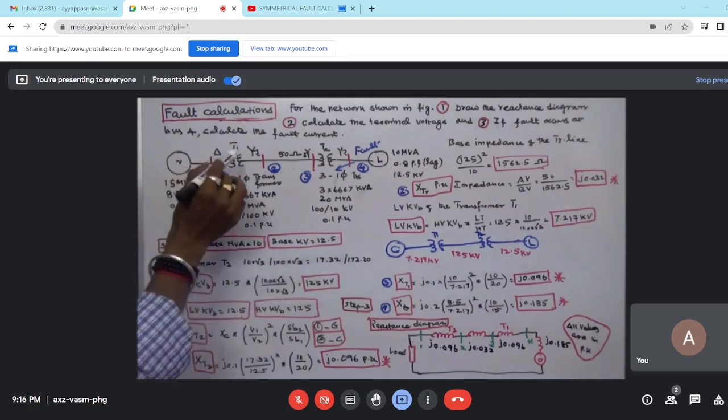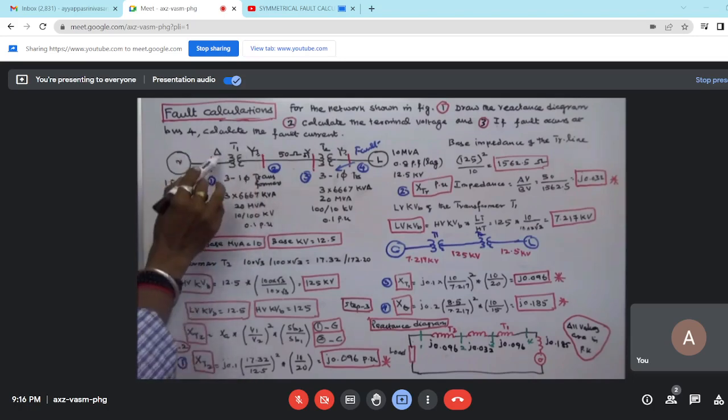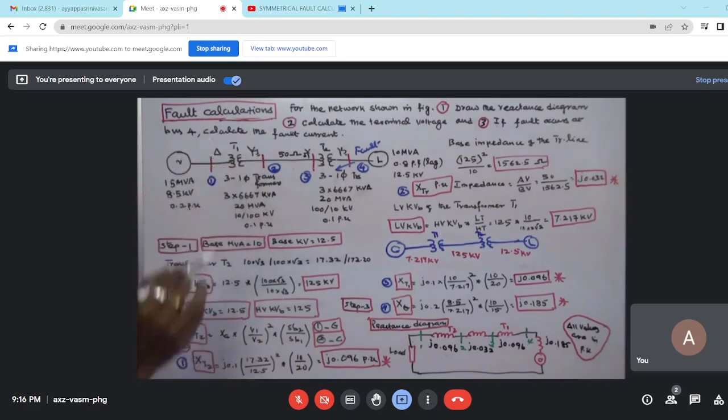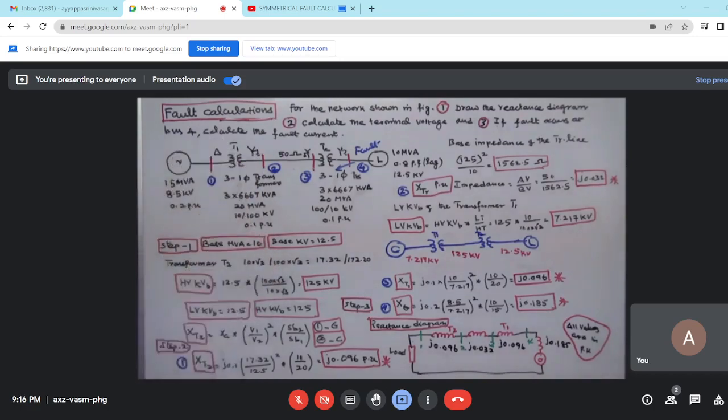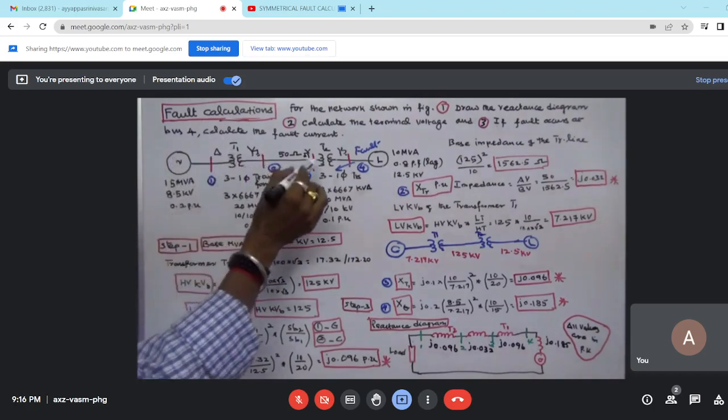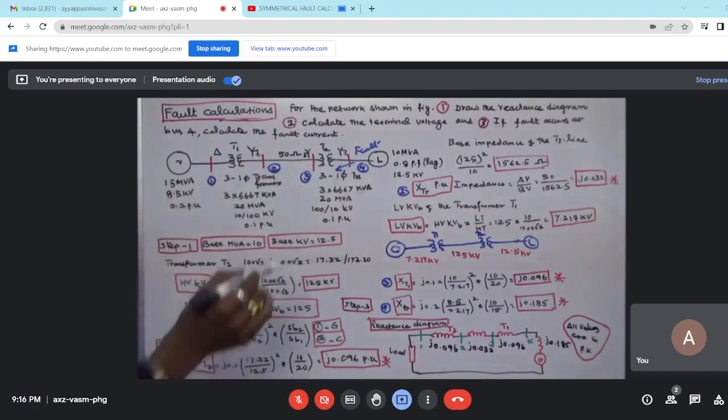This side is delta connected, this side is star connected. This voltage is 10 kV, this side is 100 kV. Reactance of the transformer is 0.1 per unit. The transmission line impedance is 50 ohm.